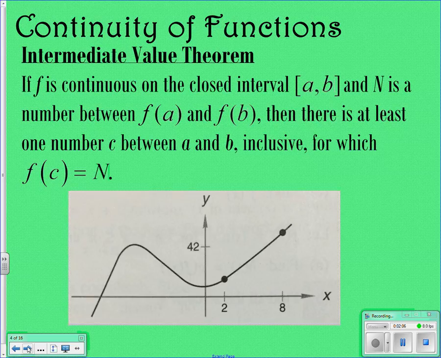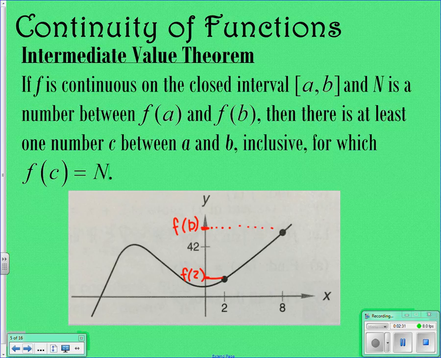And I'm going to show you a little picture here. We have a continuous function from a to b. And if you look, this is our a, 2. And so whatever this is, f of 2. And then 8 is our b. And so this value here is f of b. Because if you just kind of draw it over, that's about what it would be.